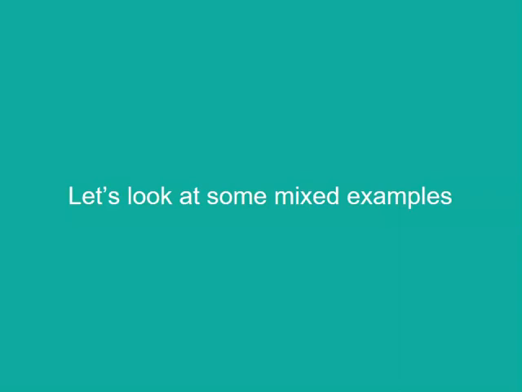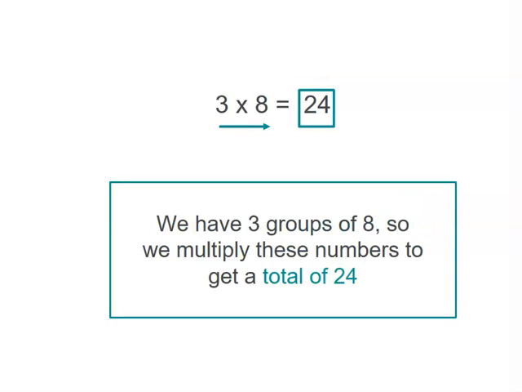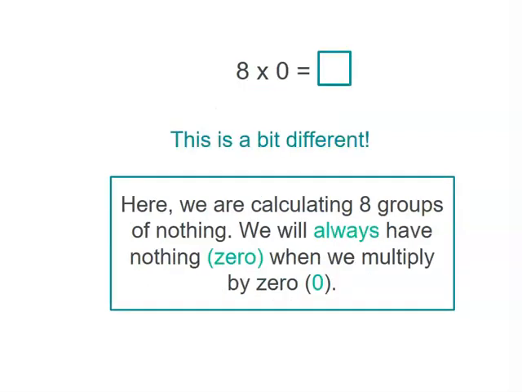Let's look at some mixed examples now. 3 multiplied by 8. Here we need to work out how many we have altogether, so we don't know our total. 3 multiplied by 8 means 3 groups of 8, so we multiply these numbers to get a total of 24. You could also add 8 3 times. 8 plus 8 equals 16, and another 8 makes 24. That's 3 groups of 8.